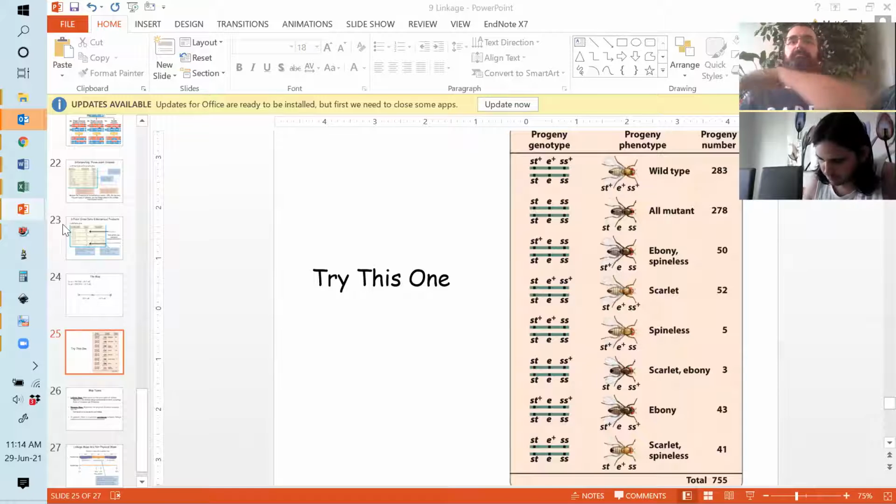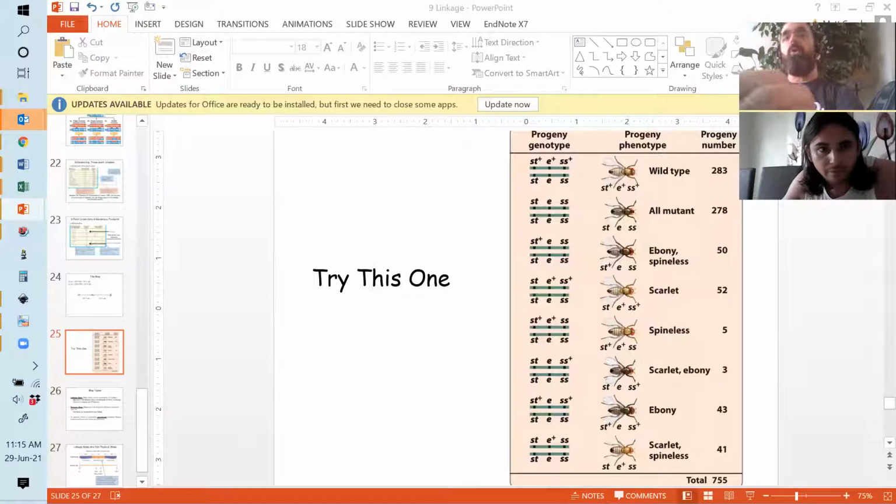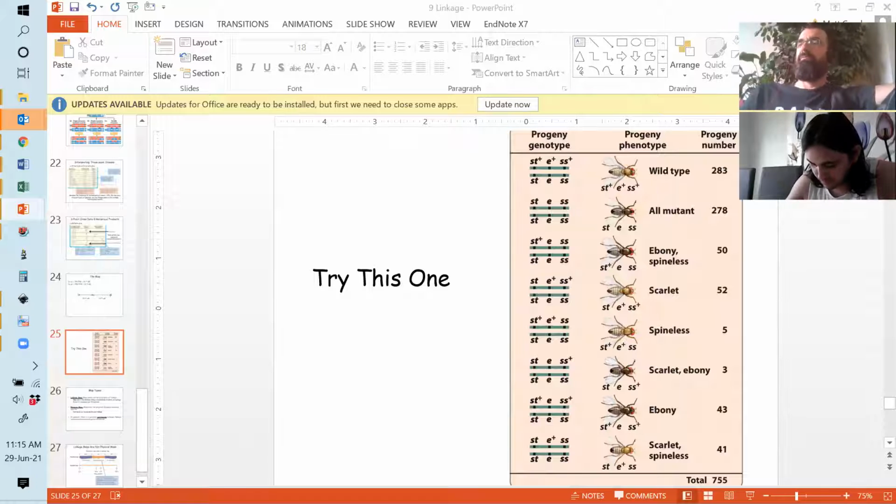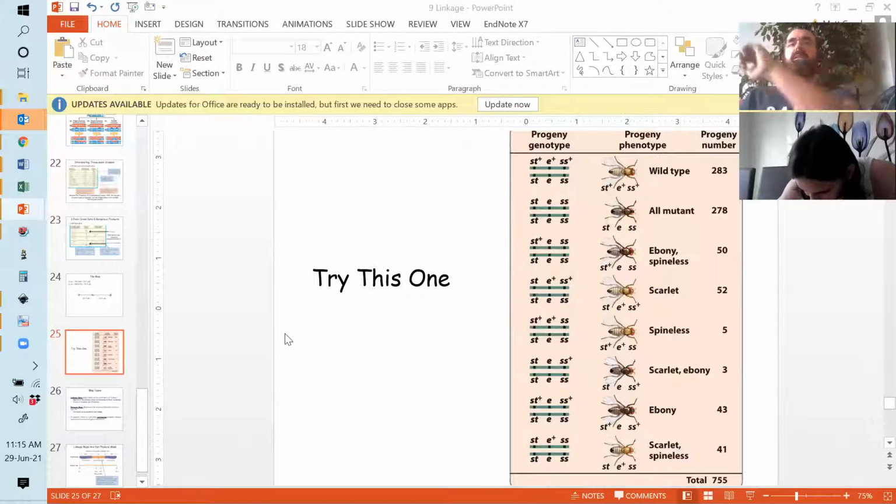Looks good to me. Or, if you want to be contrary, could be E, SS, ST. Either's correct. I'd go with the same format that they have on here because it just keeps things a little bit simpler, right? So gene order is ST, SS, E.